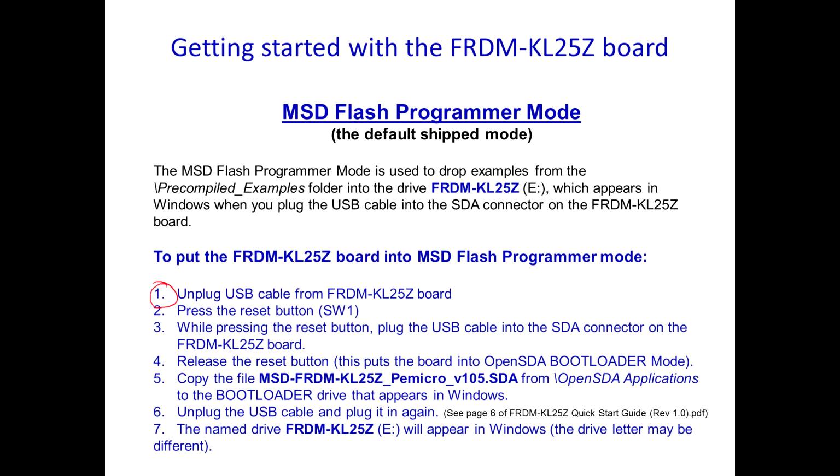And then you need to go into a folder. This is another folder that's along with that pre-compiled examples folder. You essentially copy the file to the bootloader drive that appears in the window. Once you've done that, you pull the USB cable out, plug it back in, and you will see a drive show up in Windows that says Freedom KL25Z, and this drive letter may be different depending on your machine. So this is the sequence of steps that you need to put it into the Flash programmer mode. And by the way, that's the mode that it ships in.